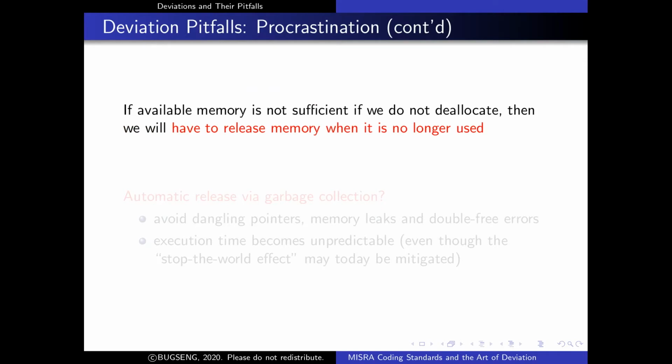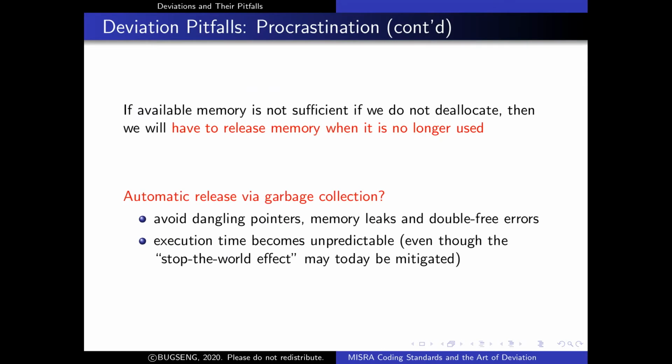So again, if available memory is not sufficient and you need to deallocate, there is another possibility, which is automatic release via garbage collection. So you will avoid dangling pointers, memory leaks, and double free errors. However, execution time will become unpredictable. So even though the stop-the-world effect today can be mitigated by the use of an incremental garbage collector, the execution time of the garbage collector still is not easily predictable.